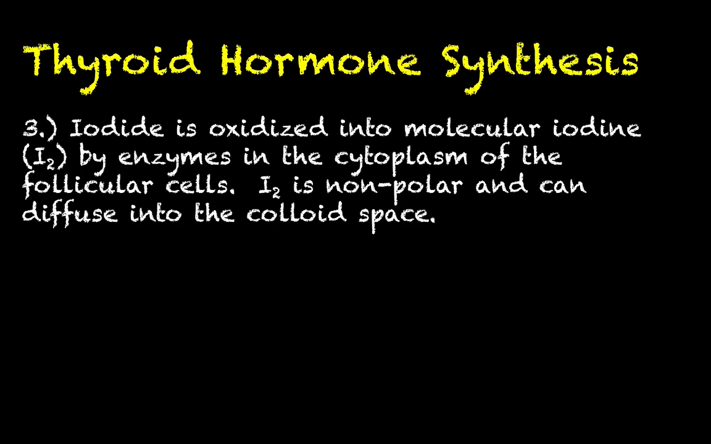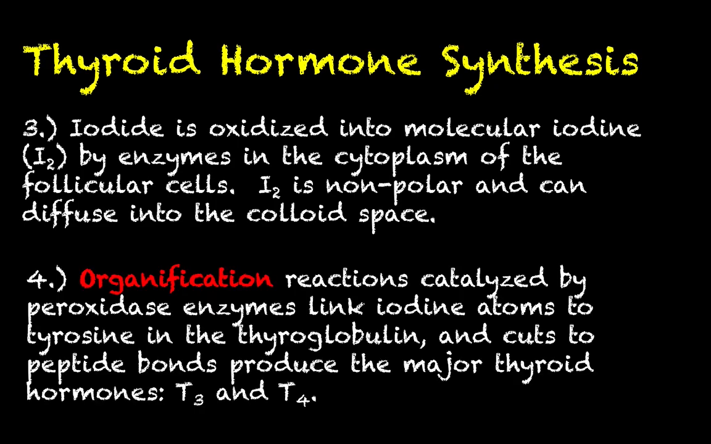So if you're keeping up so far, now we have thyroglobulin in the colloid, and now we have iodine in the colloid. The thyroglobulin is going to serve as the source of the tyrosine amino acids that we need in order to make our thyroid hormone. And then, of course, we have the iodine that we're going to need to use as well.